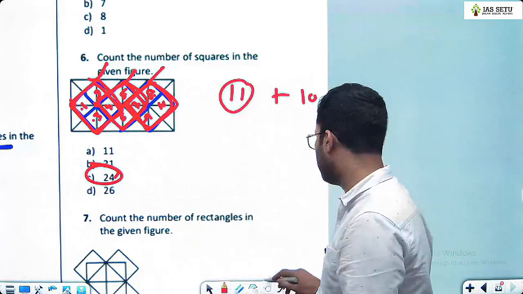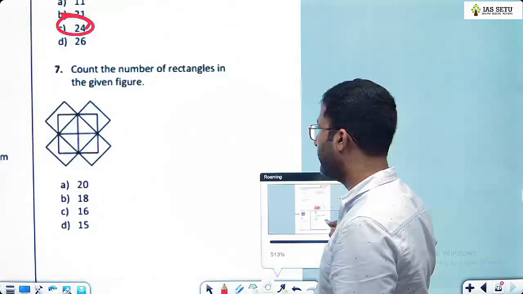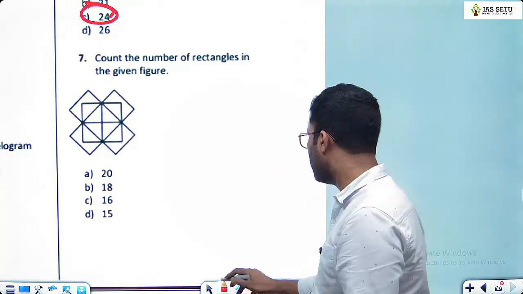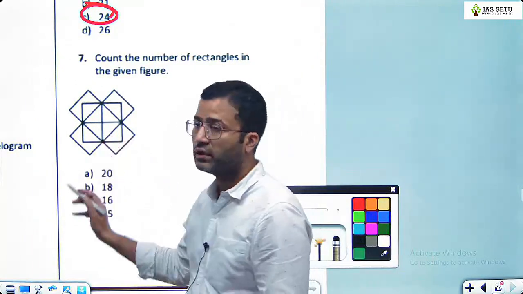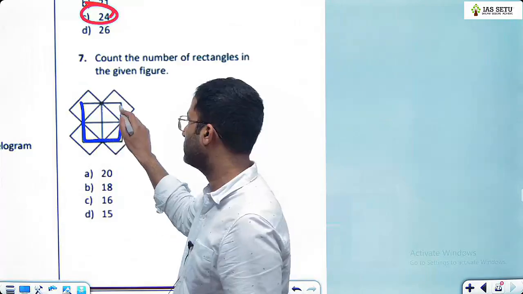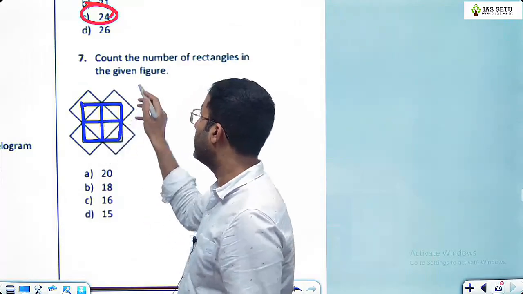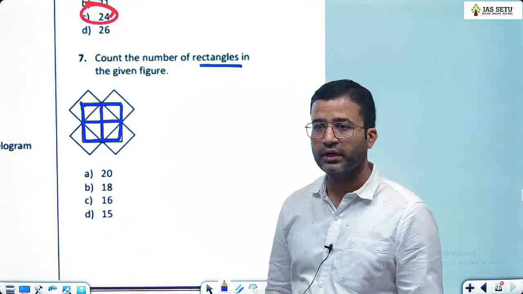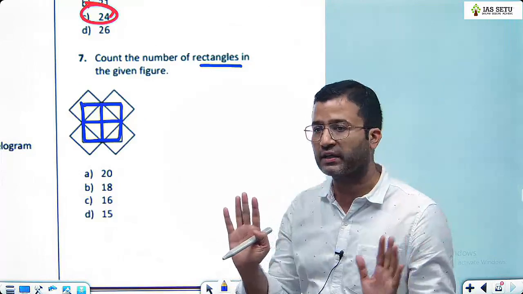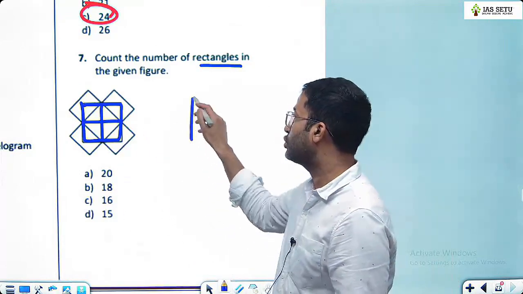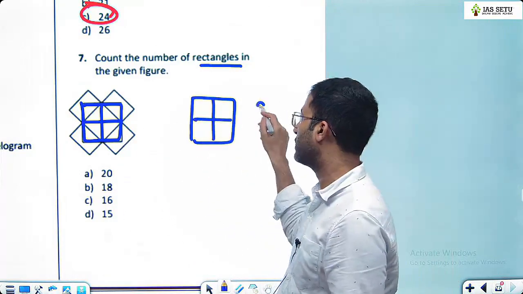Similarly, like question number 7. It's not directly on formula, but still we can apply here. Can you see one figure is this? And it is as number of rectangles. Here when there is a plus, there are 9 rectangles. It is 2 by 2 figure. So this figure give you 9 rectangles.